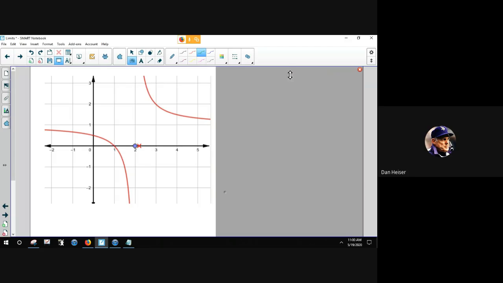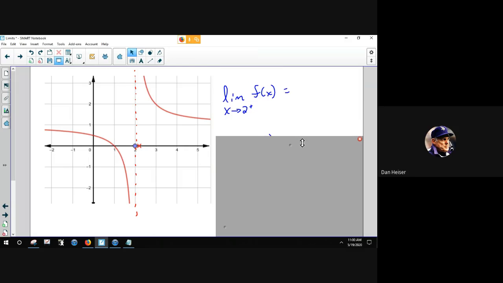Here's another function. Not shown. I will draw it in here. There's a vertical asymptote. What is the limit of the function as x approaches 2 from the right? What's happening to y? It's getting bigger, getting bigger, getting bigger. That will actually keep continuing on forever.